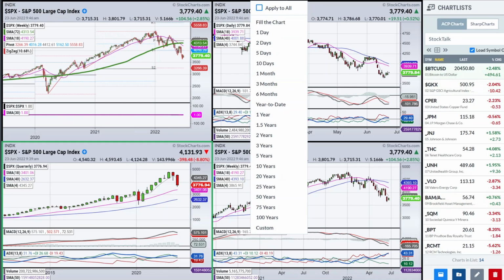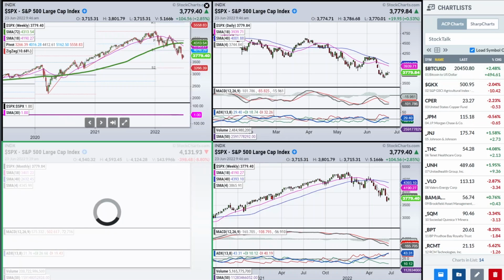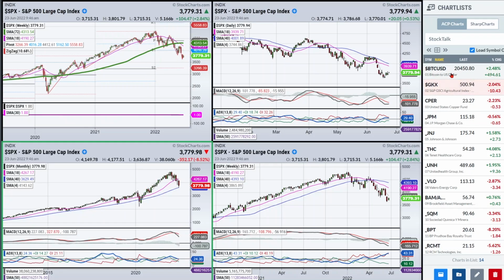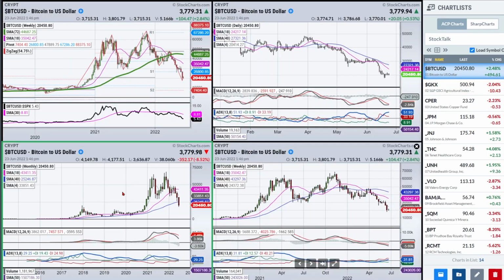So let me put this back into a monthly chart, and let's start going through the symbols. I did want to cover Bitcoin, and then I'm going to cover a couple of commodity things, and then we're going to go into the requests that came through.